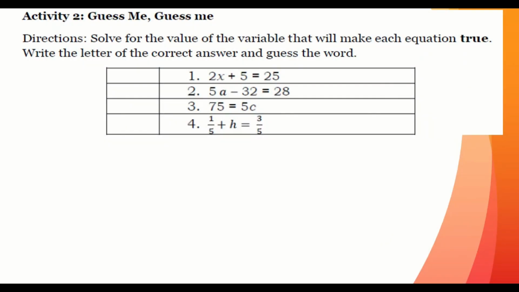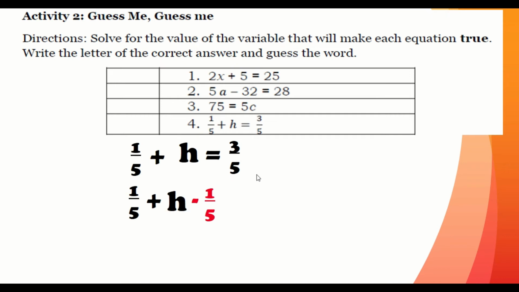So, for activity 2, Guess Me. It says solve for the value of the variable that will make each equation true. Write the letter of the correct answer and guess the word. I think this is from item 1 to 8. We will answer item number 4 to give you an example about fractions.